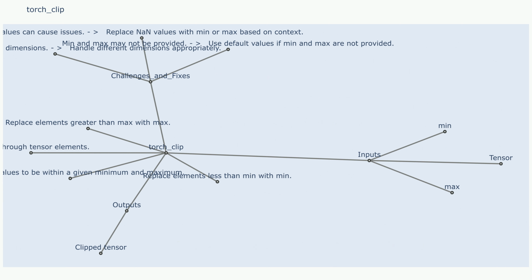Challenge 4. Bias and fairness. Pre-trained CLIP models can exhibit biases inherited from training data. Sample use case. CLIP may assign different scores to images of people from different ethnicities or genders.